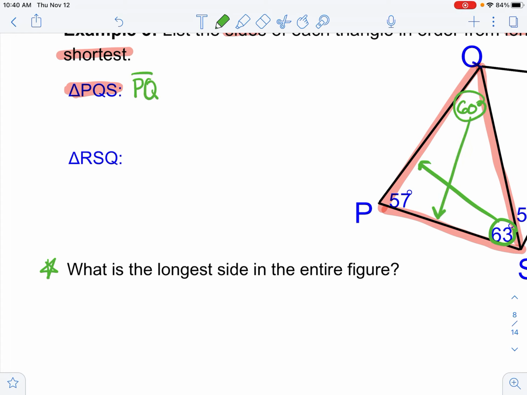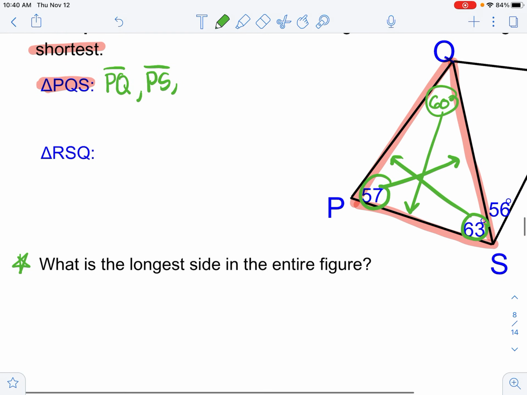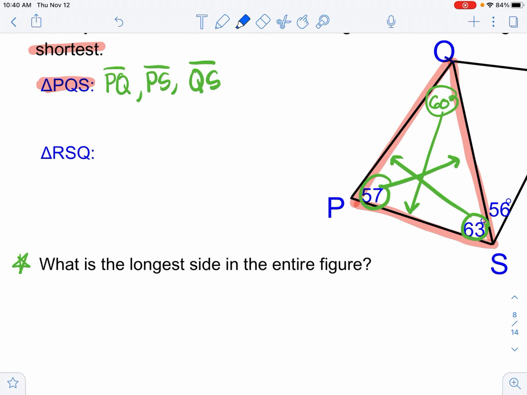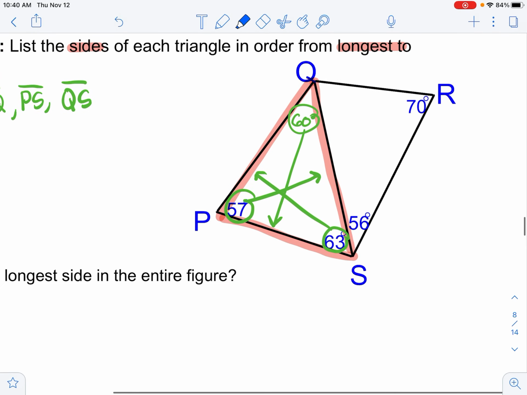Then 60 comes next, the side opposite of that is PS or SP. And then my smallest side is opposite of this 57-degree angle, and that is QS. Okay, so now I am going to do that next with triangle RSQ. So now I'm going to look at triangle RSQ, which is this triangle right here.